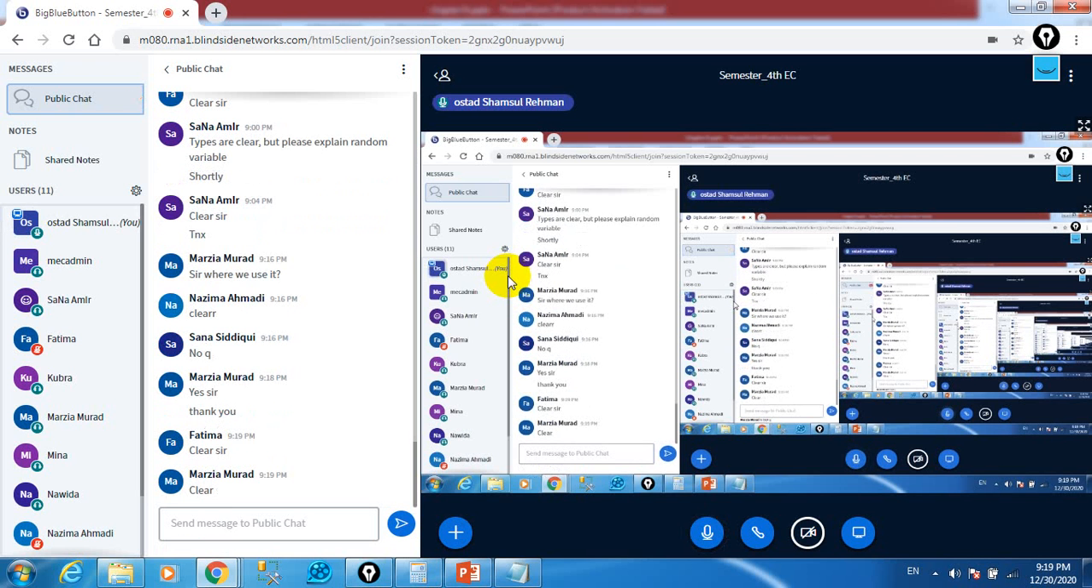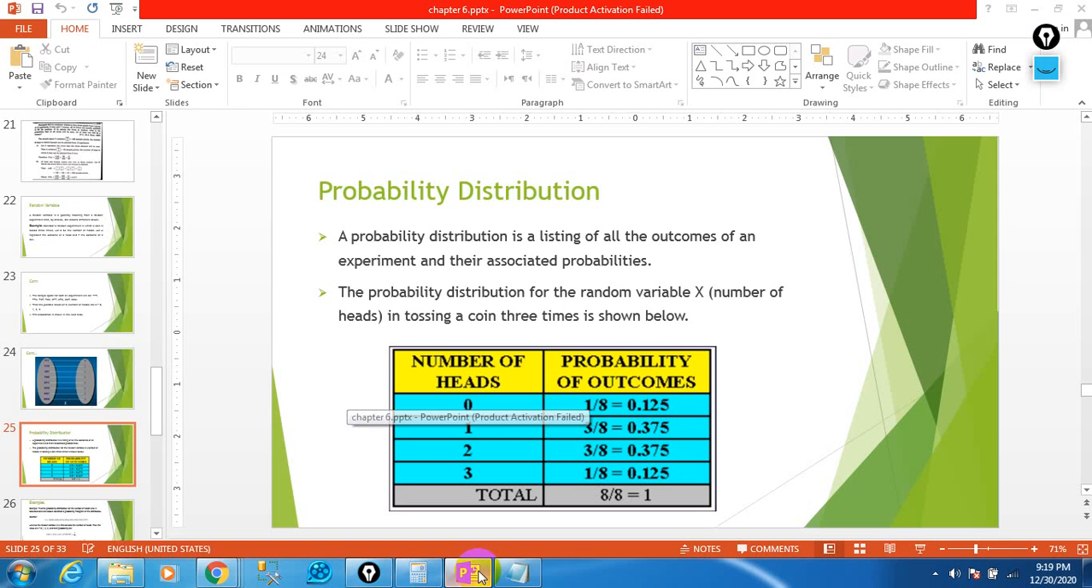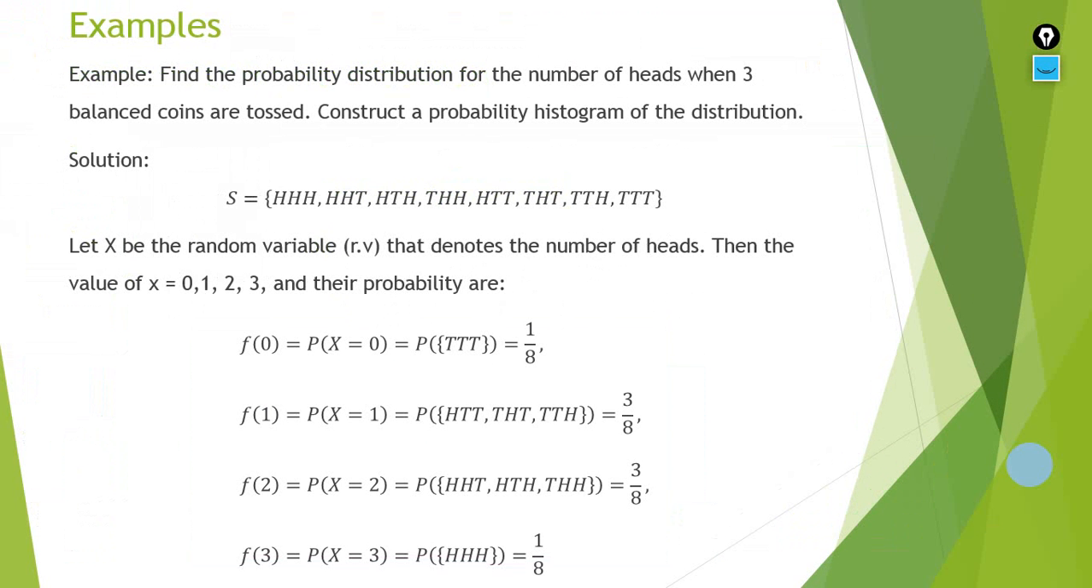Okay, so now next we have some examples for the probability. Example: find the probability distribution for the number of heads when three balanced coins are tossed. Construct a probability histogram of the distribution. Solution.